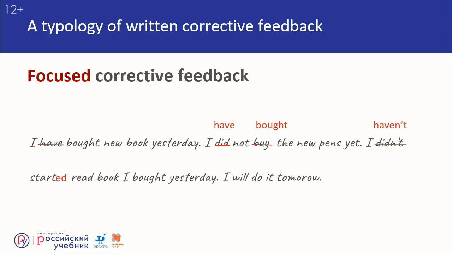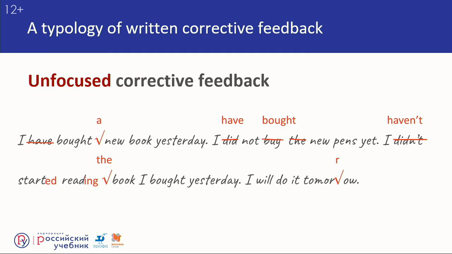Now, you can go with this type of feedback right after you cover this or that topic, for example, and you really want the mistakes of this rule to stand out for your learners, right? But when it's just a regular piece of writing, you can go with unfocused corrective feedback, which means you are not focusing on anything. You correct articles, you correct gerunds, you correct tenses, you correct everything.